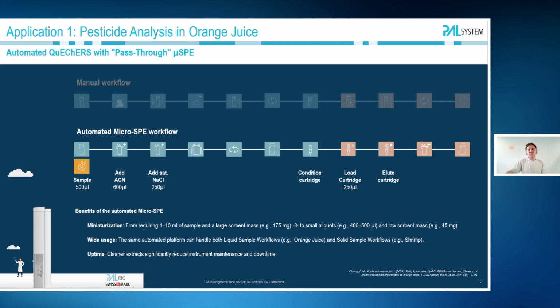We see a nice reduction in solvent and sample consumption, going from several milliliters of extracts down to just 400 to 500 microliters. The automated platform is also versatile, able to handle both liquid samples, like this juice, but also solid sample extracts like shrimp. We'll see that in a second. But most importantly, for any routine lab, cleaner extracts mean less instrument maintenance and more uptime.